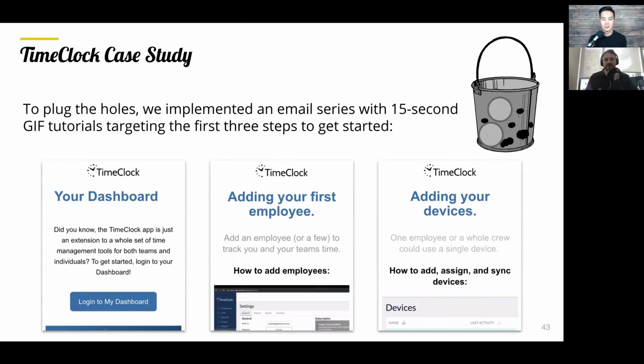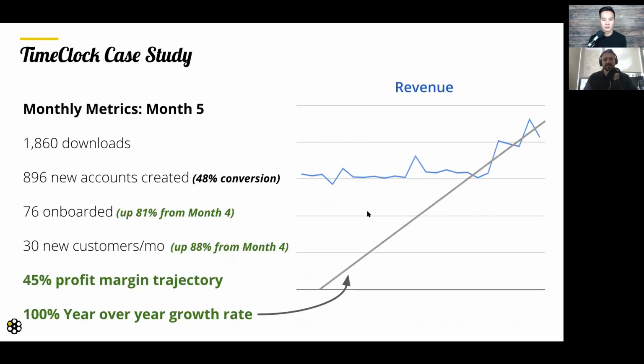And so with implementing that, this is what we saw within a month of doing that. So we maintained our conversion up top here, but then in just implementing that basic email series, which took us a week to implement, we increased our users being onboarded by 81%, which then almost doubled our new customers, which put us on a 45% margin trajectory, which is going to cause us to double the company this year. So that's taking a 100K company and turning it to a 200K company, which provides all the cash flow necessary to be improving and growing the application.